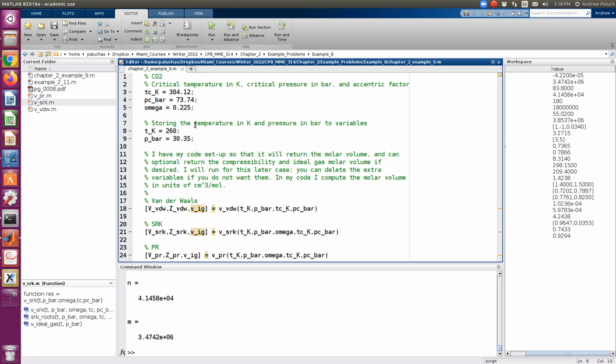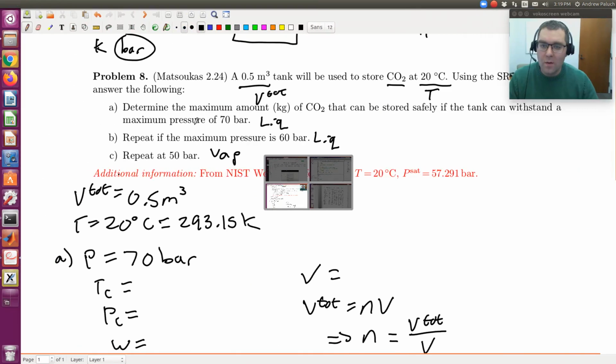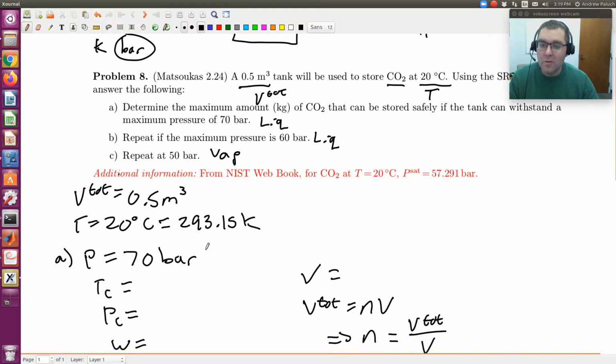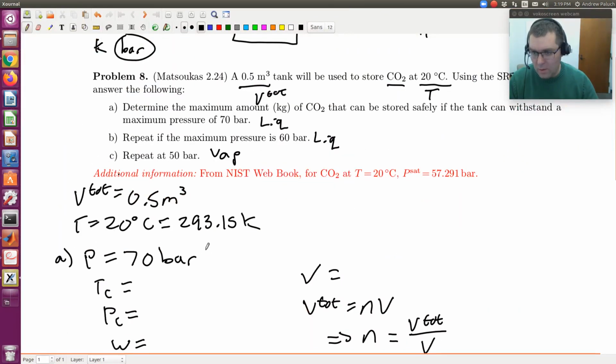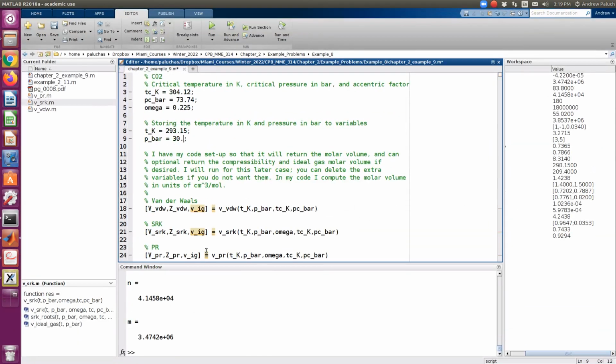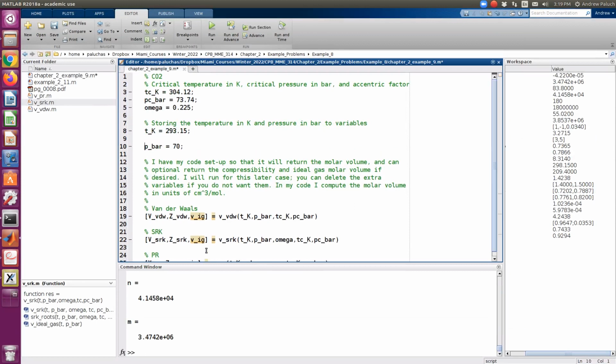All right, so there are temperature and pressure of interest. So my temperature is 293.15. And my pressure is 70 bar. Okay, so it's in bar. And so let me make a note. This is for problem 1, or call it part A.